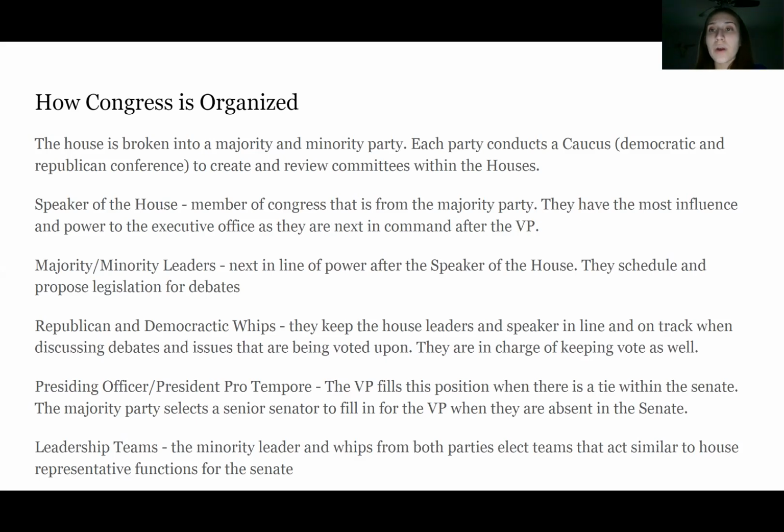The minority party is the one that has the lesser number of members within Congress, and then the majority party is the one with obviously more. The Speaker of the House is a member of Congress that comes from the majority party. They have the most influence. So it's President, Vice President, then Speaker of the House.